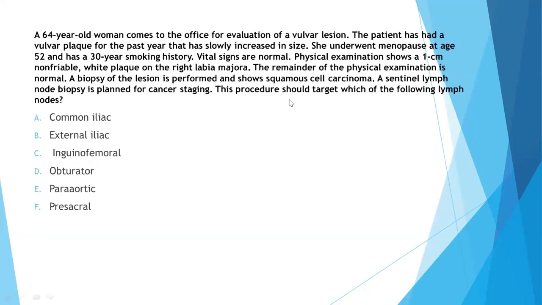This procedure will target which of the following lymph nodes? A 64-year-old woman comes to the office for evaluation of a vulvar lesion. The patient has had a vulvar plaque for the past year that has slowly increased in size. She underwent menopause at age 52 and has a 30-year smoking history. Vital signs are normal. Physical examination shows a 1 centimeter non-friable white plaque on the right labia majora. The remainder of the physical examination is normal. A biopsy of the lesion is performed and shows squamous cell carcinoma. A sentinel lymph node biopsy is planned for cancer staging. Now, this procedure will target which of the following lymph nodes: common iliac, external iliac, inguinofemoral, obturator, para-aortic, or presacral.